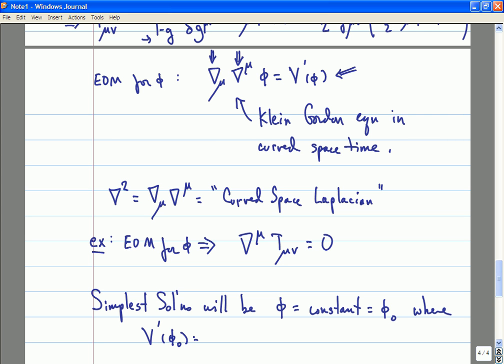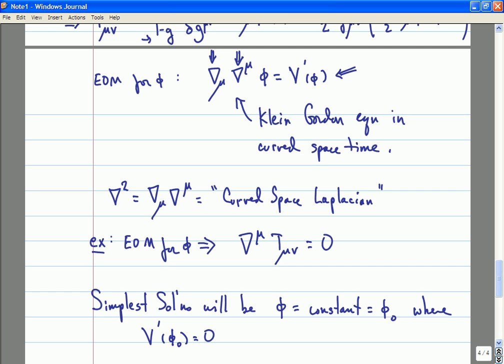Now, I said that phi should be a minimum of the potential. Strictly speaking, phi could also be sitting at a local maximum of the potential as well. But as you may guess, that will be unstable for the same reason that in a standard mechanics problem, if you sit at an unstable equilibrium at a local maximum of the potential, that will be unstable against small fluctuations. So if you wish to look for stable solutions, then you have to set phi to be sitting at one of the minima of the potential V.